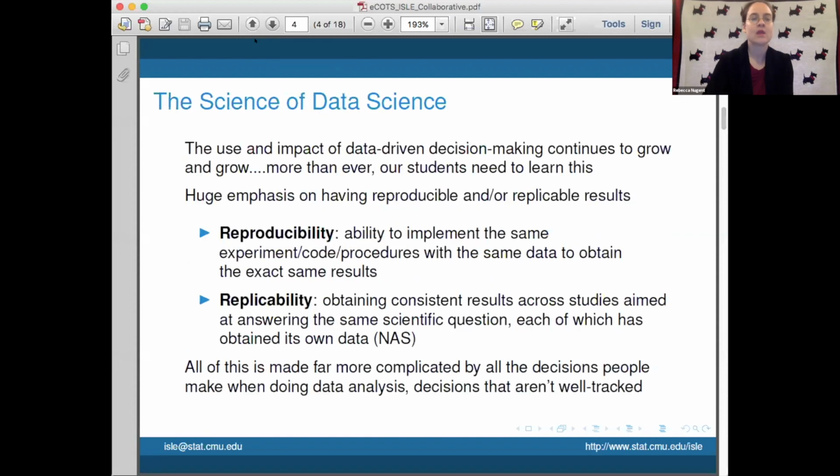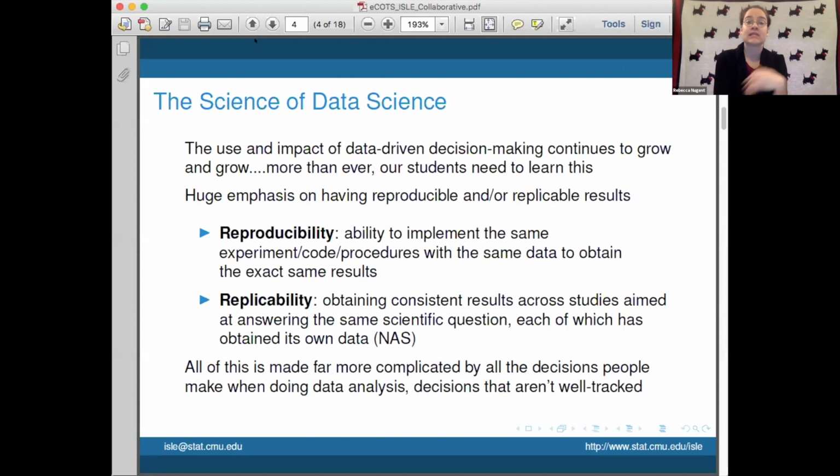All right, thanks. Okay, so why are we thinking about this in the first place here at Carnegie Mellon? Well, we're actually doing a lot of thinking about the science of data science these days, or the science of statistics and data science. The use and impact of data-driven decision-making just continues to grow and grow, right? We are supposed to be teaching our students how to make decisions using data. Part of that is that we preach these concepts that you must have reproducible or replicable results. Maybe those terms don't quite get used depending on the level that you're teaching, but it's this idea that when you are using data to make decisions, you need to have things be reproducible.